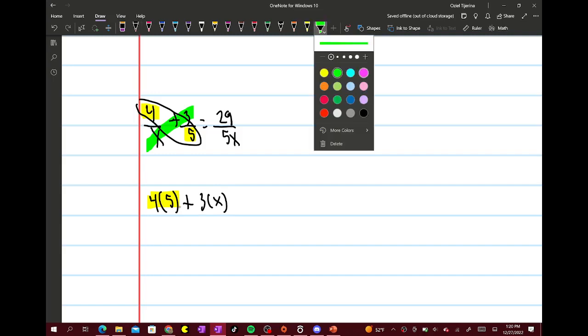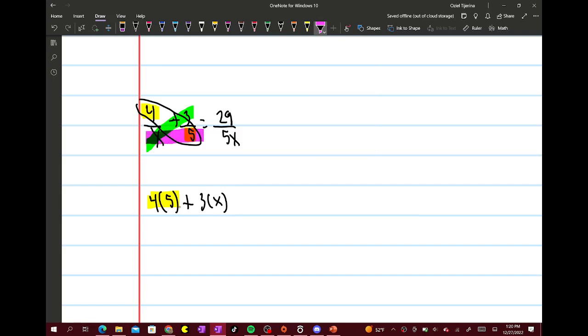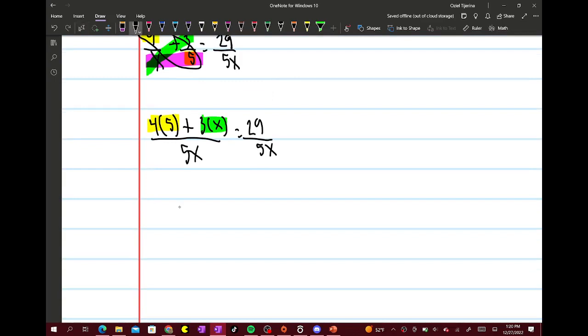And then you would go ahead and do over 5x, right? So this part is 3 times x, and then on the bottom you would do 5x. So then this would be 29 over 5x. And as you can see, they have the same denominator, right? They literally have the same exact denominator. So you can go ahead and set the tops equal to each other.